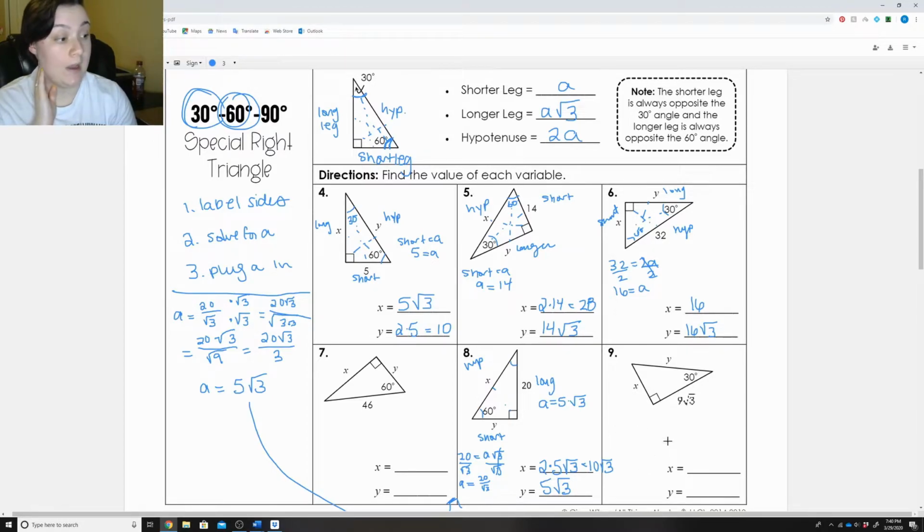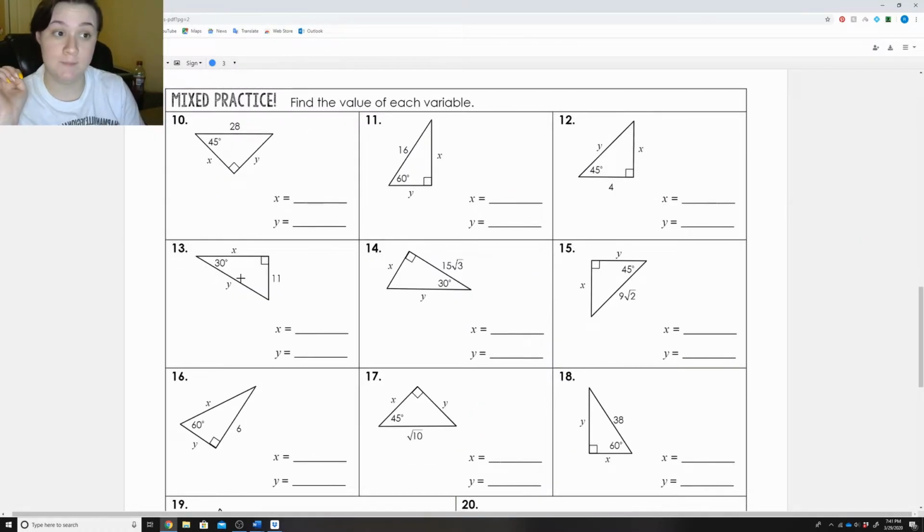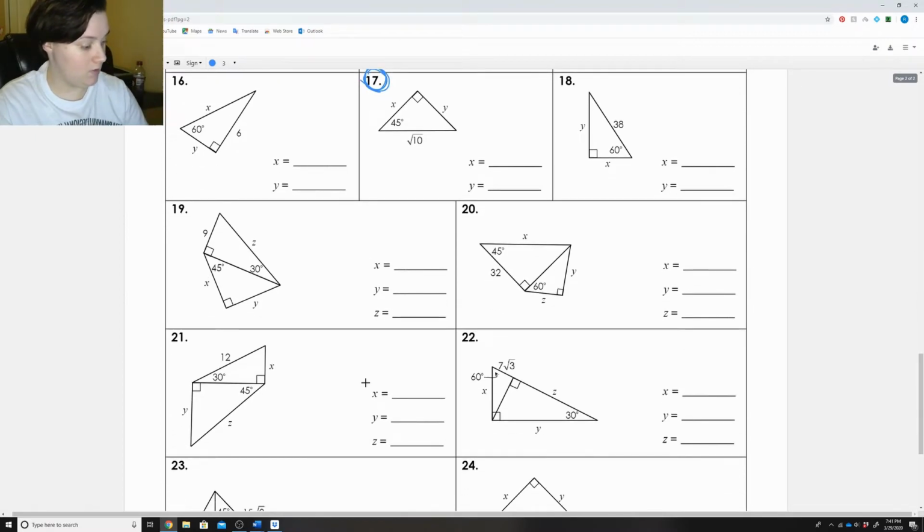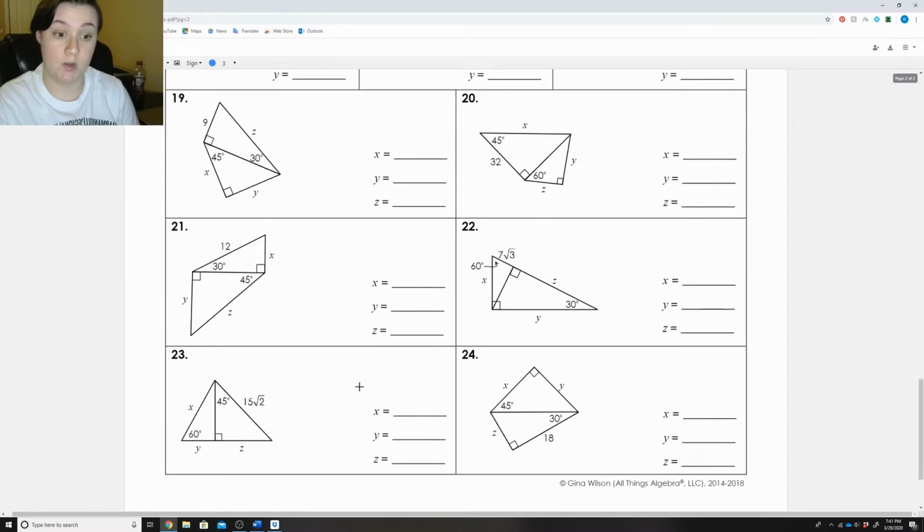So I'm going to let you do 9 on your own as well, and I'm going to show you at least a few problems on the back. I'm going to look over number 10. I'm going to go and mark the ones I'm going to do. Number 10. I'm going to go over number 14. I'm going to go over number 17. Okay, and then if we scroll down, I'm going to go over number 23.